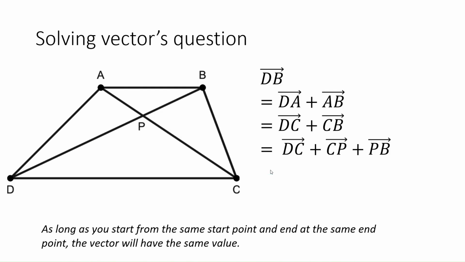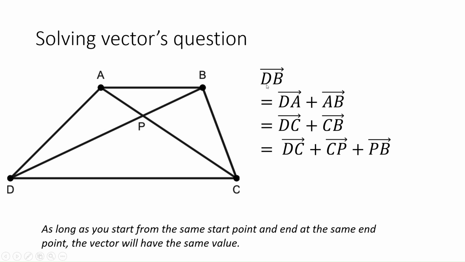Now, how to solve a vector question? Usually, the question will ask you to find AB, find AC, and it's not given to you, so you need to add two vectors together or subtract vectors. So now I want you to think of it as a journey. A vector is a journey where you have to choose your start point first and your end point.